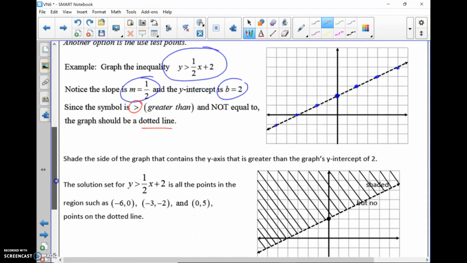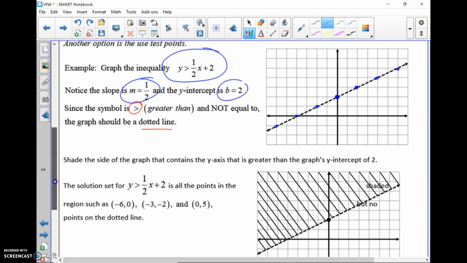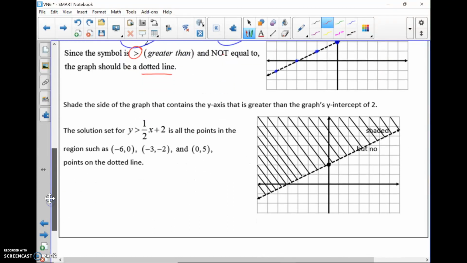Then the shading, because it's a greater than symbol. The greater than symbol tells us that it's dashed, but it also tells us to shade in the greater than direction. So you see all these shading lines are the part of the graph that's above it. I guess these got kind of in the shaded region, but no points on the dotted line. So these words are supposed to be kind of over here. Not sure how that happened.